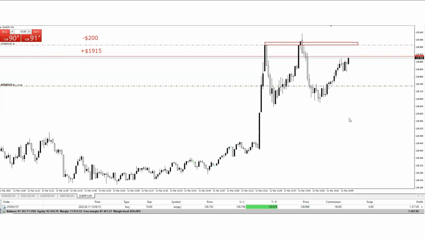Okay. So let's hope. Now, of course, if the market doesn't hit our take profit and it turns around and hits our stop loss, then the worst case scenario is we've invested $200 into the market. 250 with commissions.